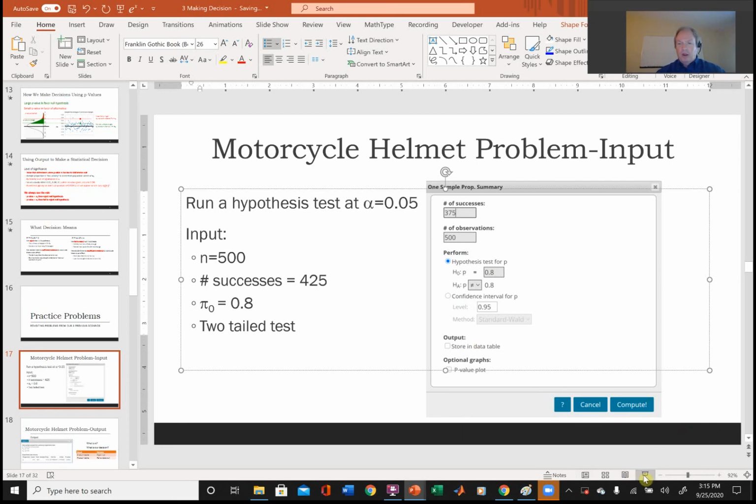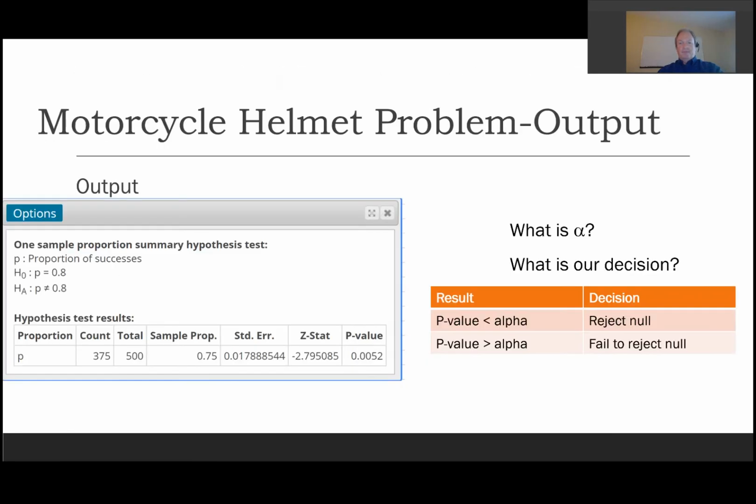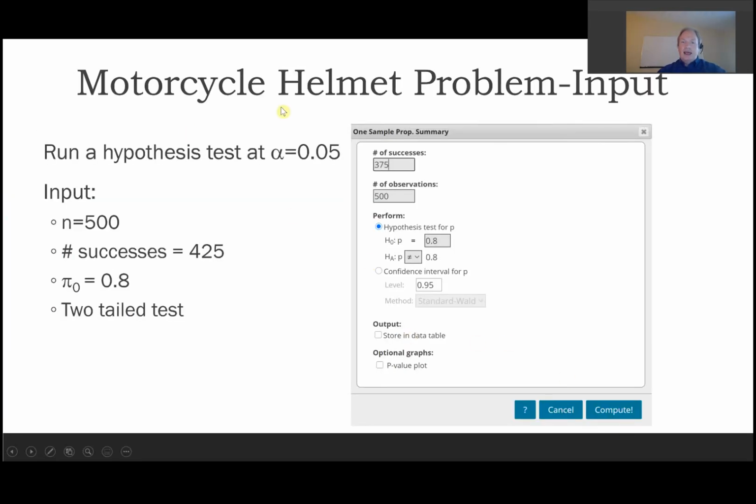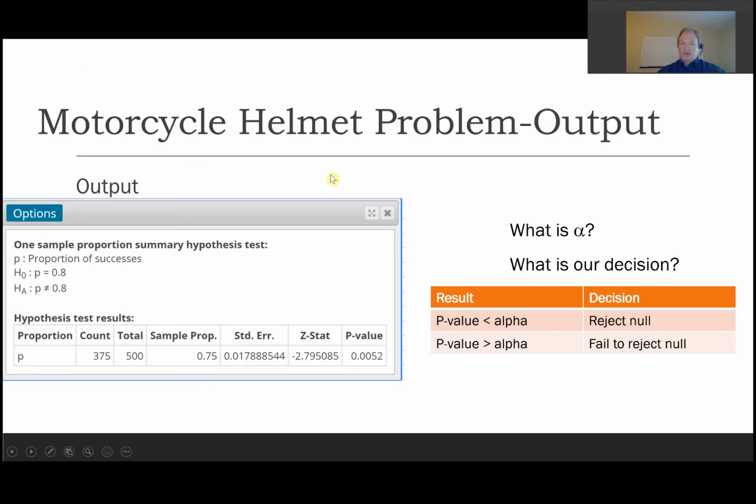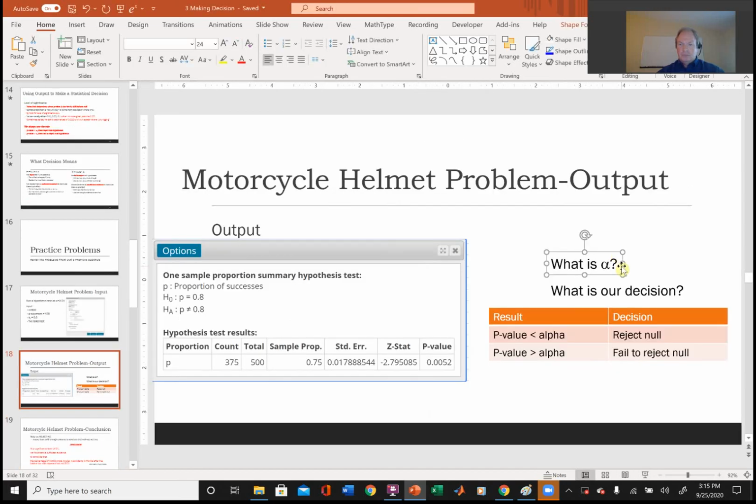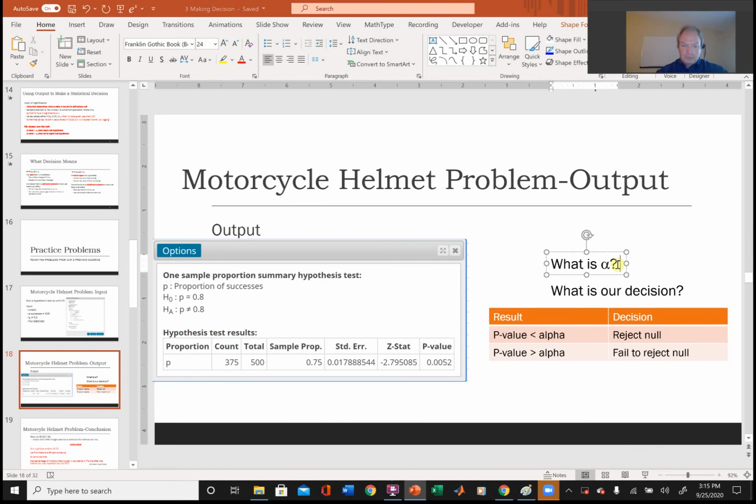And we already ran the hypothesis test. We're going to test at alpha 5%. So we go to our output, we look at our p-value. Our p-value is 0.5%. So alpha here is 5%, and 0.5% is less than 5%. We're going to reject the null.